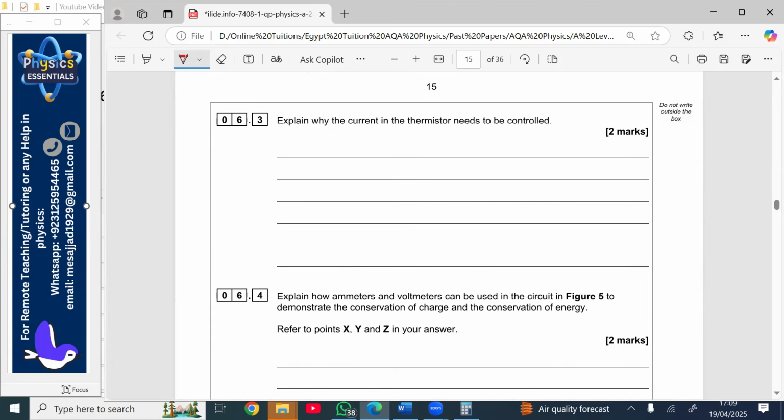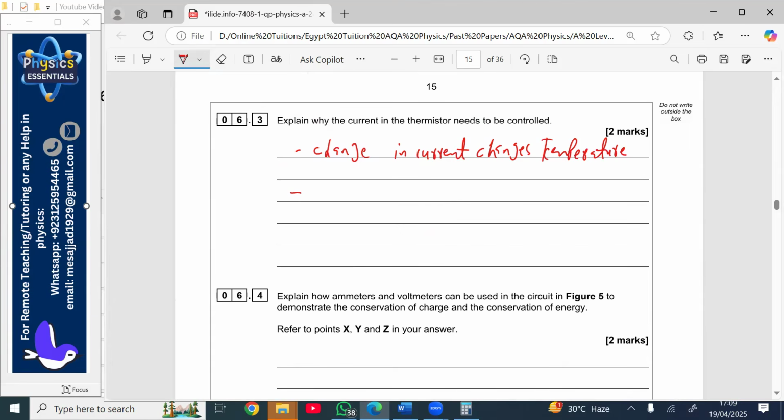Okay. Explain why the current in the thermistor needs to be controlled. It's quite obvious that when we change the current, the change in current actually changes the temperature. Because a thermistor is an electrical device whose resistance changes with temperature, right? And the temperature changes with current. So change in current changes temperature, right?